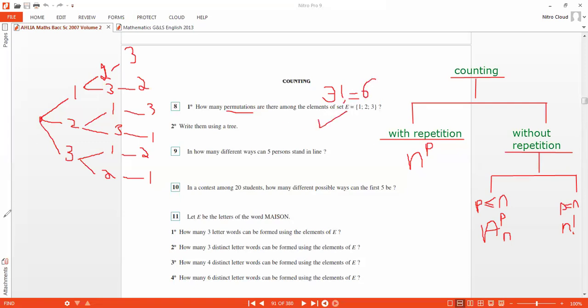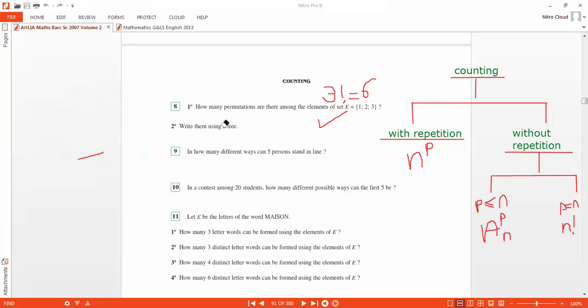Let us do another exercise. I'm going to go, for example, for question number 9. We have: in how many different ways can 5 persons stand in a line? So I have a line where 5 persons need to stand. Of the 5 persons, they are going to sit out of 5 in the line. And of course, a person cannot stand in 2 different places at the same time. So we are in without repetition, where P equals N, so this is factorial. So the answer is 5 factorial.